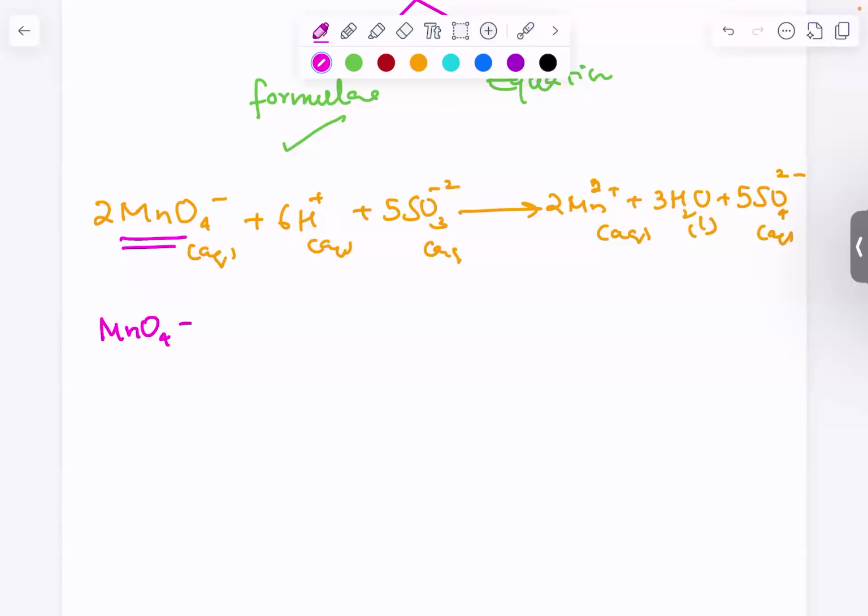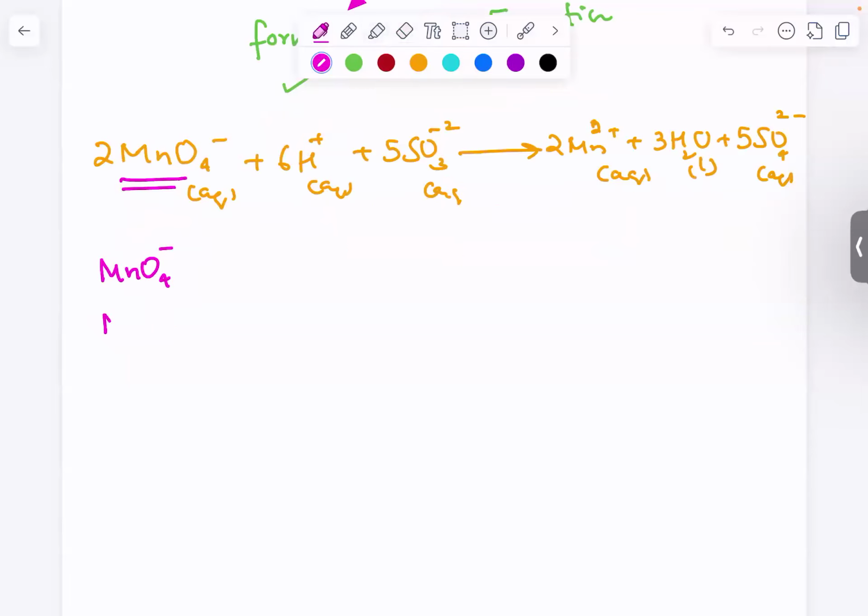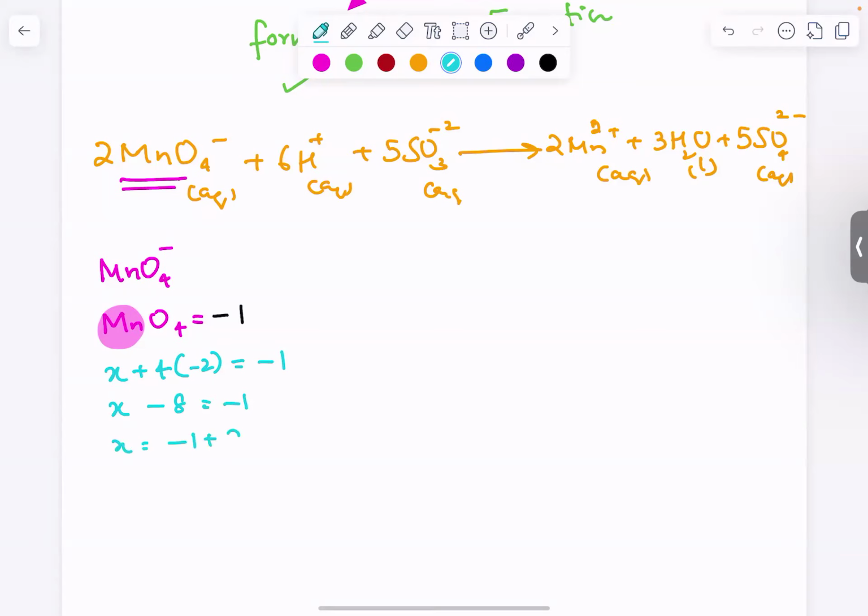MnO4, the charge is negative, right? Now what does it mean? Now it's a bit tricky. It means that MnO4 negative is equal to -1. Now I'll highlight which I am calculating, Mn. So that would be x plus 4 times -2, you know that oxygen is -2, is equal to -1. x minus 8 is equal to -1. x is equal to -1 plus 8. x is equal to +7. So we got the oxidation number for Mn.